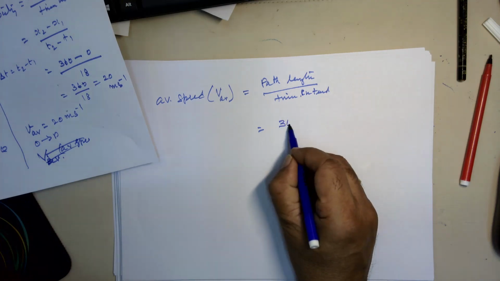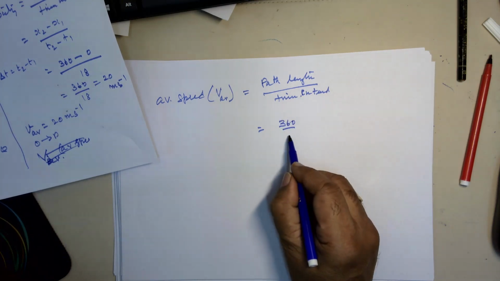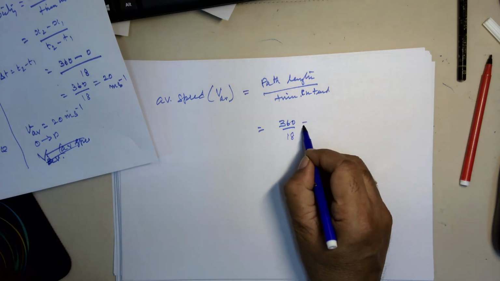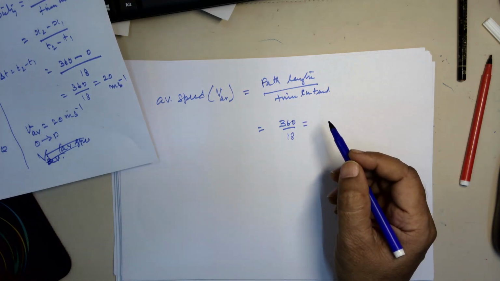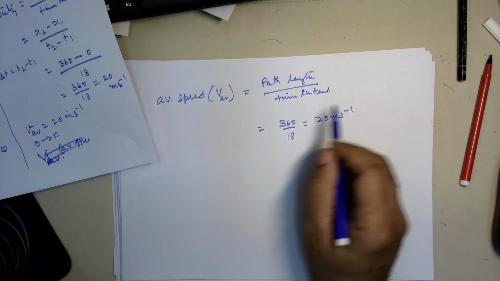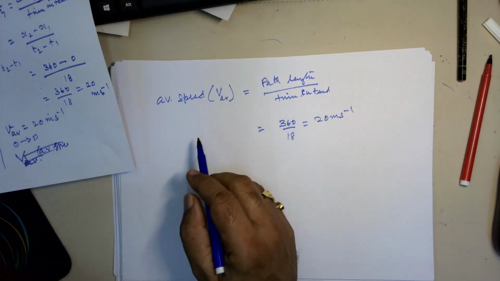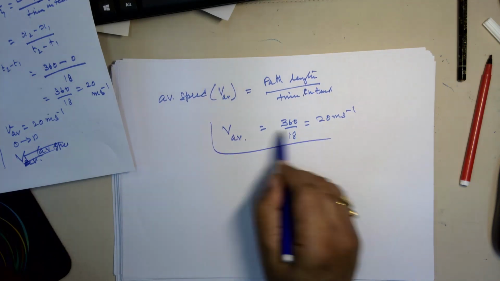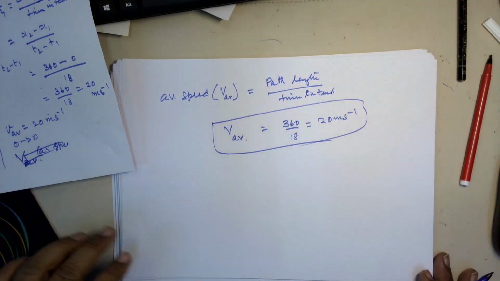So 360. And what is the time taken? The time is 18. So here also it is 20, right? So it makes no difference when it is going in the positive direction, okay? So the average speed is this much. So this is the second answer for the first question.